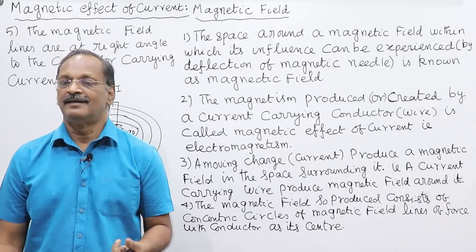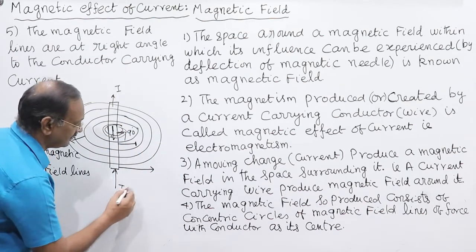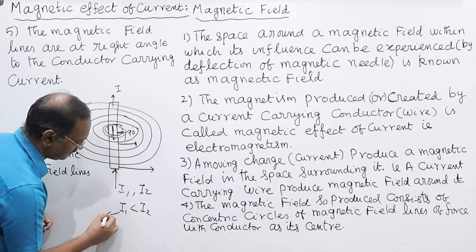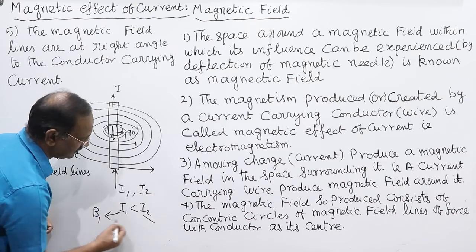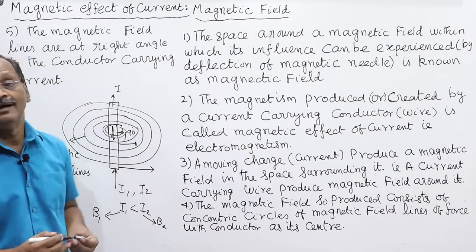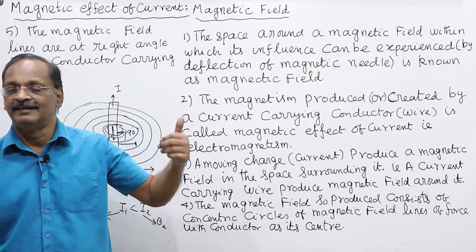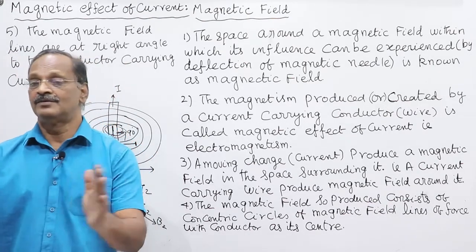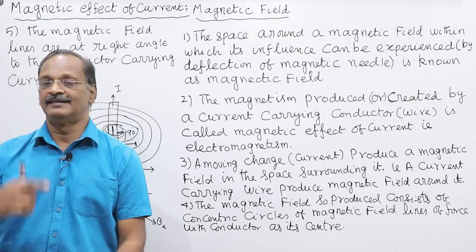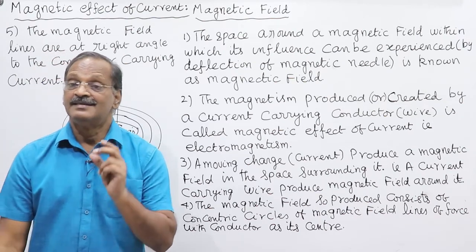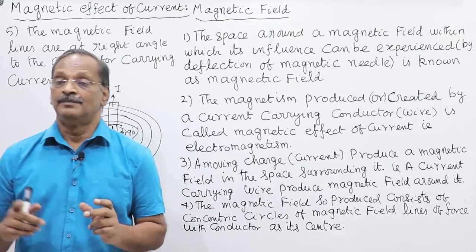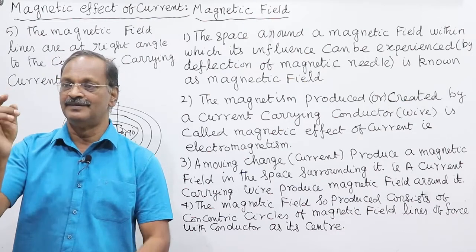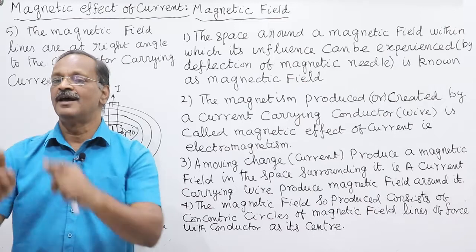and larger is the current, suppose the current flowing is I1, later we send I2, I1 is less than I2, this will produce a magnetic field, we denote by B, B1, and this will produce a magnetic field B2. Larger the current flowing in the conductor, stronger is the magnetic field. And the magnetic field so produced because of the current flowing in a conductor always gives a force on a moving charge. Suppose in the magnetic field, if a charge is moving, that charge will experience a force due to this magnetic field.